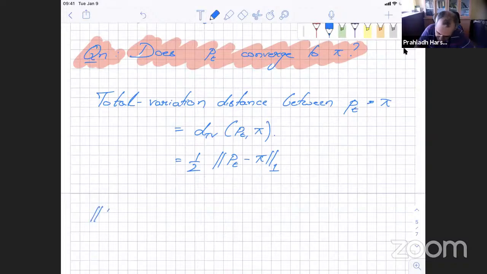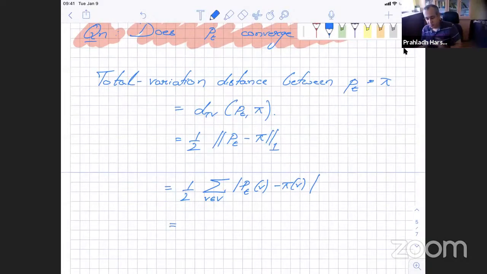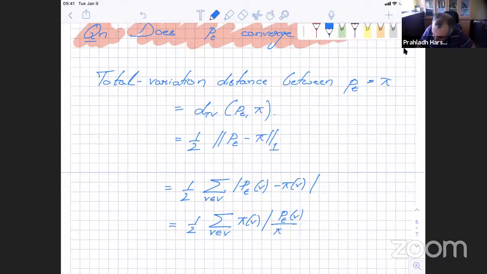Let's just do it over here. So this quantity, what was written over here, is the summation over v in V of the absolute value difference |PT(v) minus pi(v)|. That's the total variation distance, the L1 norm between them. I don't want to take the plain sum; I want to take the weighted sum by the probability distribution pi(v), which is what we've usually done. So we'll write this as half of the summation over v in V of pi(v) times |PT(v) by pi(v) minus 1|.